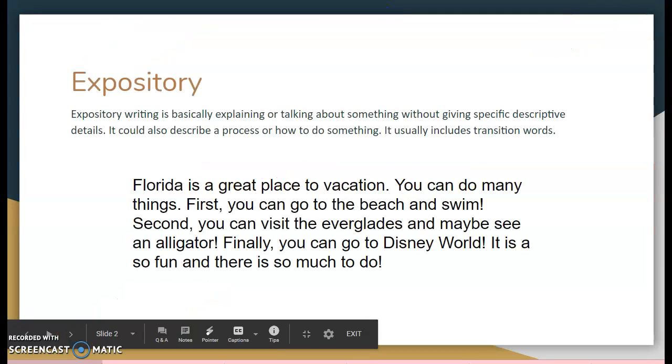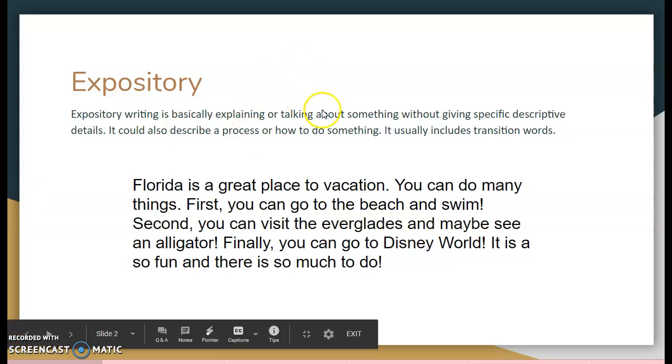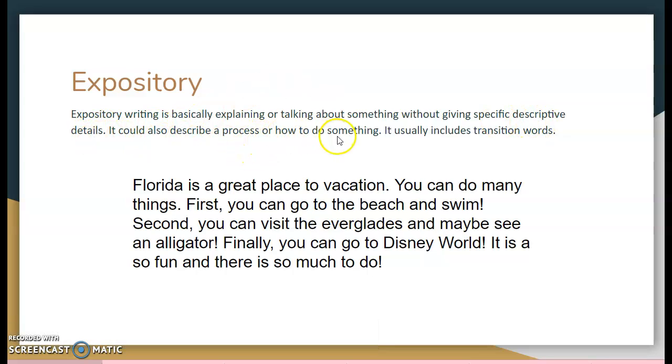So our first type of paragraph we're going to talk about today is expository. In expository writing, you're basically explaining or talking about something without giving specific descriptive details. It's kind of like a how-to, or you're explaining or talking about something or going somewhere.